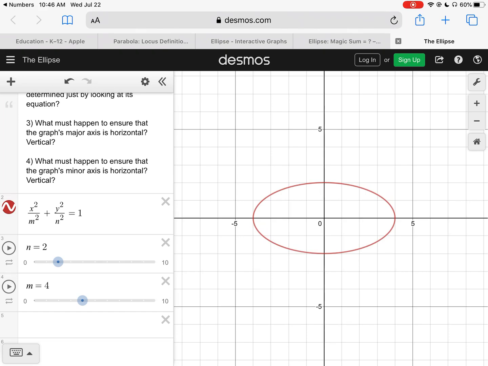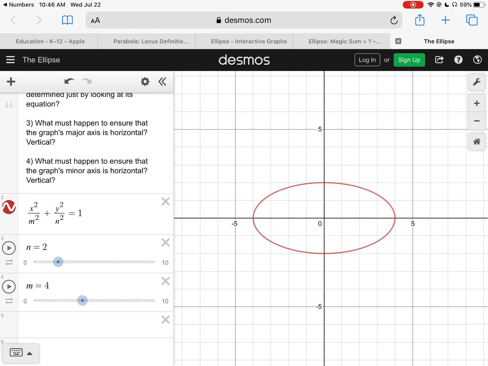Now, understand if m is 4, in your equation you're not actually going to see a 4, because that value of m is being squared. So really, the denominator of that first fraction is 16. So what that tells me is if I were to take the square root of that denominator, it would give me the length of that semi-major axis, okay?